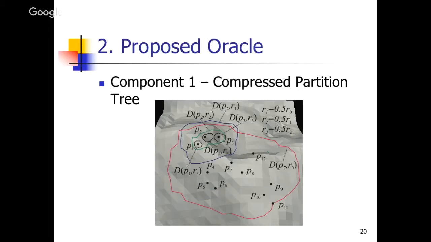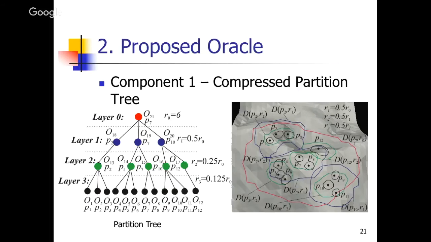And then let's consider the blue disk. The blue disk centers at P2, and its radius is equal to R1. So R1 is equal to half of R0. And we denote the disk by D(P2, R1), okay?